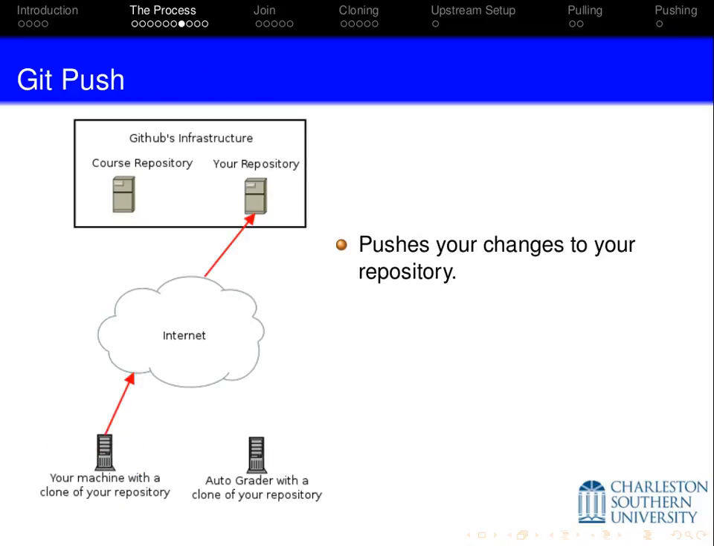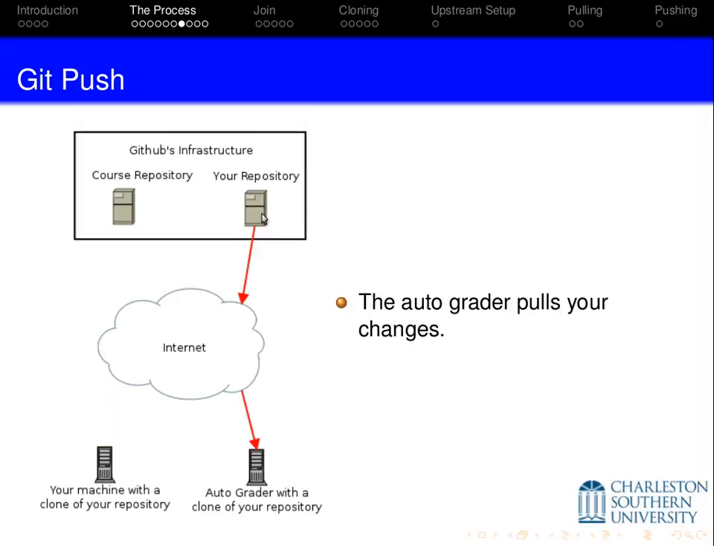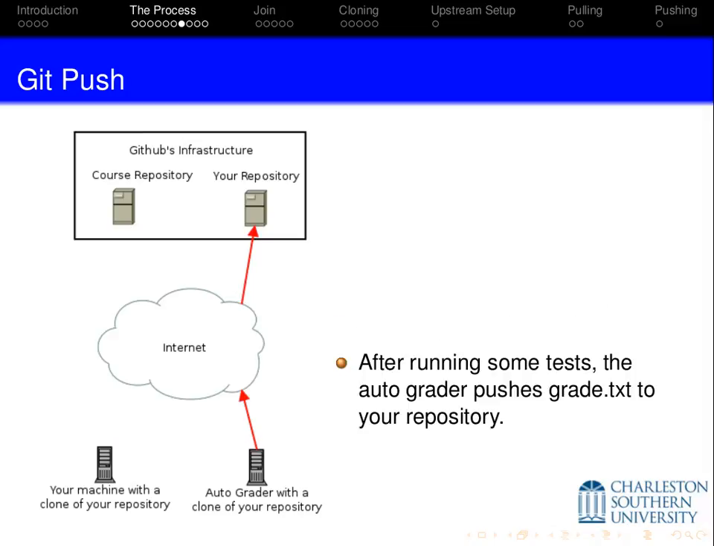A push will actually push your changes from your machine back to your repository, and later on the autograder will pull your changes back and then push some grade, once it's done its grading, back to your repository.